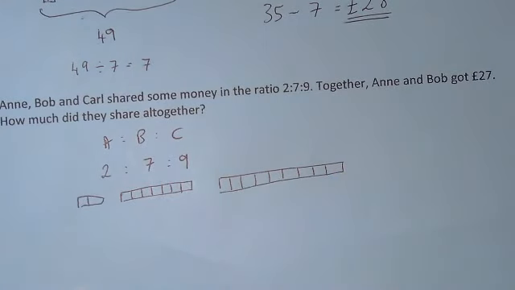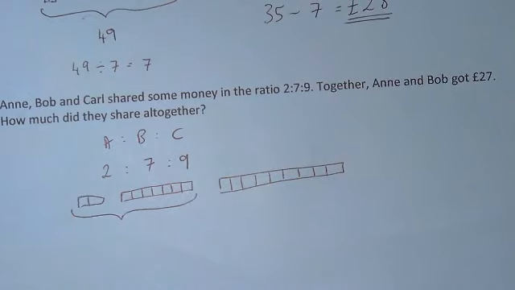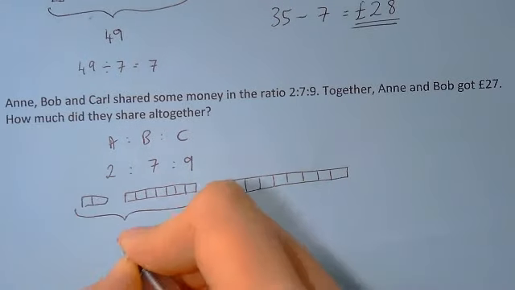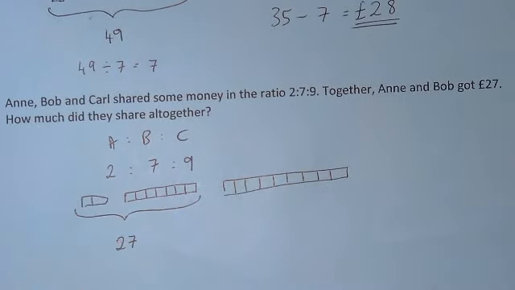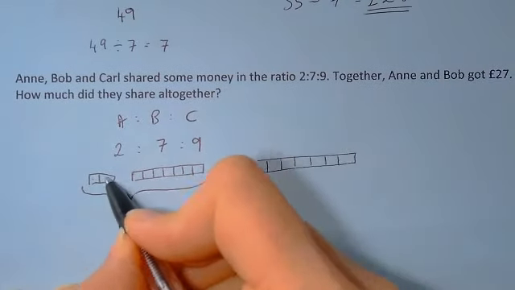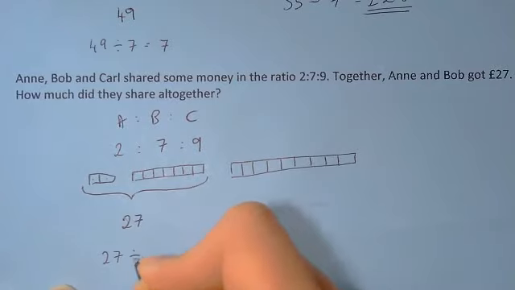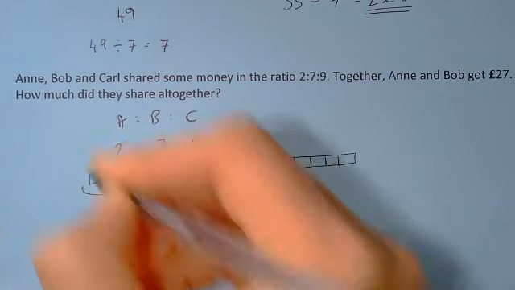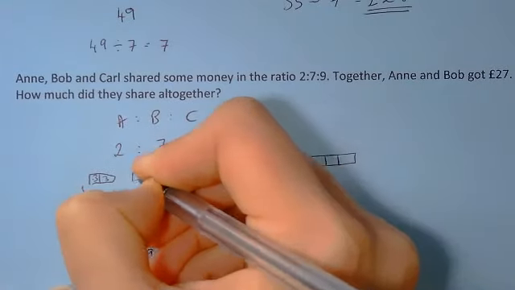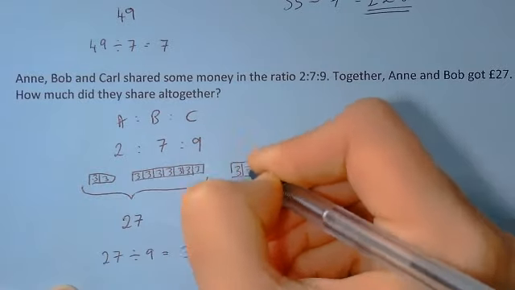Right. Together, Anne and Bob got £27. So Anne and Bob, they got £27. Right, well, let's go. What's each bar worth? How many have I got? 1, 2, 3, 4, 5, 6, 7, 8, 9. So I do 27 divided by 9, which is 3. So each one must be worth 3.